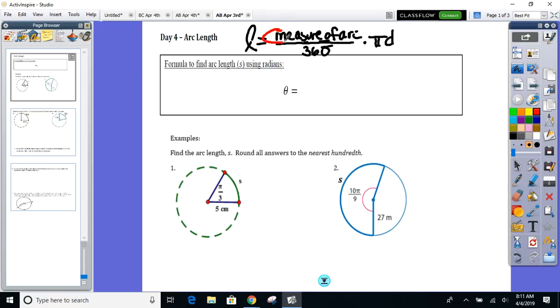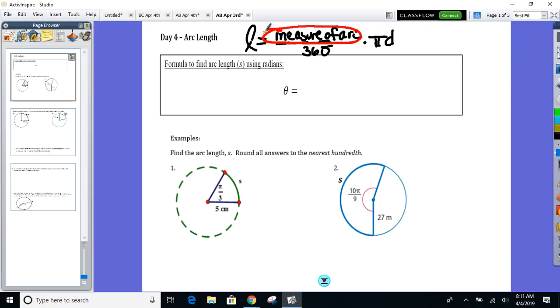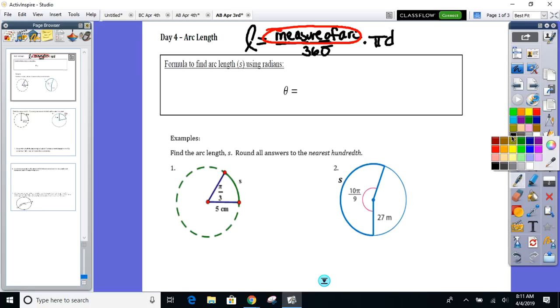When you plugged in for the measure of the arc, what did you always plug in? You always plugged in a degree measure, degrees, degrees, degrees. But as you saw yesterday in class, sometimes an angle may not be measured in degrees. It may be measured in what we call radians. So we need another formula that says, if the central angle is in radians, I can use this formula. And the formula we're going to use to find arc length when the angle's in radians is the following.